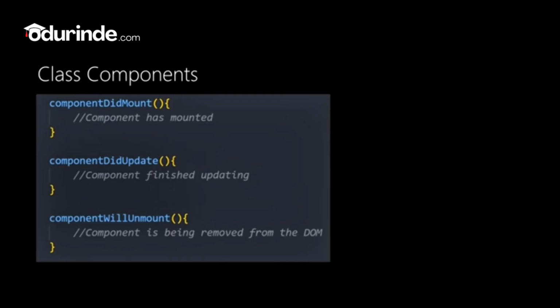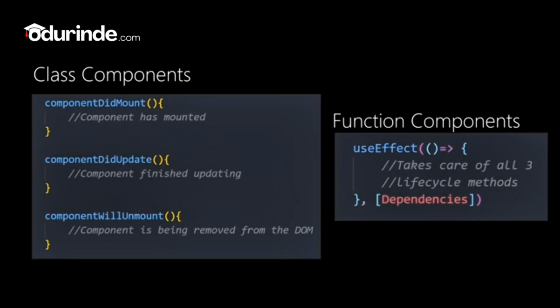With class components, we have these three methods to take care of this lifecycle. So basically, the lifecycle methods we have are componentDidMount, componentDidUpdate, and componentWillUnmount. With function components, however, we have a method called useEffect, which allows us to work with each part of the component's lifecycle.